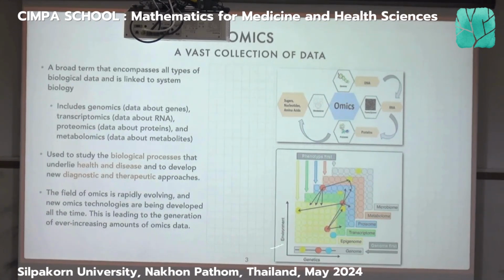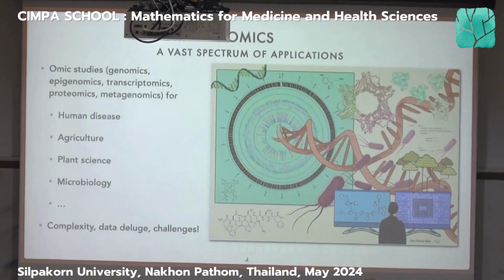So I have the types of omics data. There are some pictures which show you the different types of omics data that exist, and as I say, it's increasing all the time. There is a very large number of possible applications. You can have omics studies for human disease, for agriculture, for plant science, for microbiology. The list of applications that can be addressed using omics data is very long. But it creates big challenges in complexity.